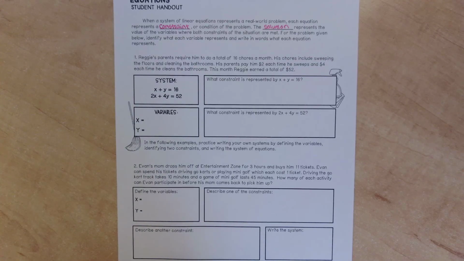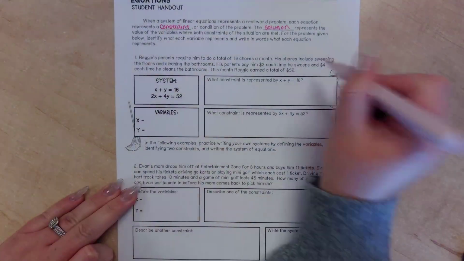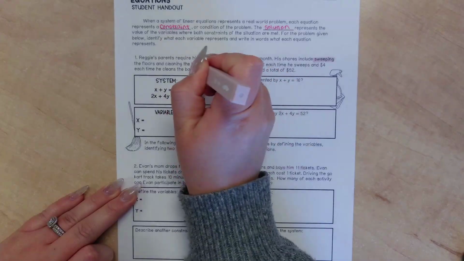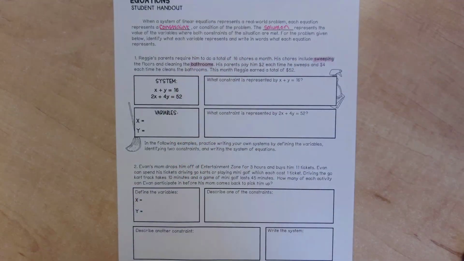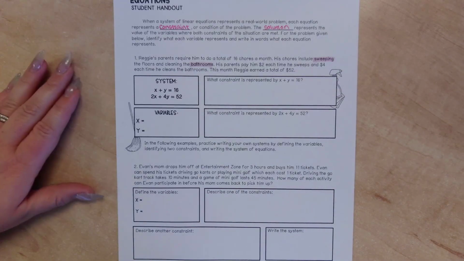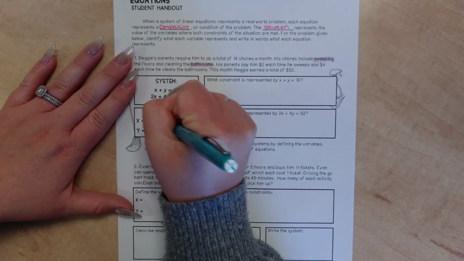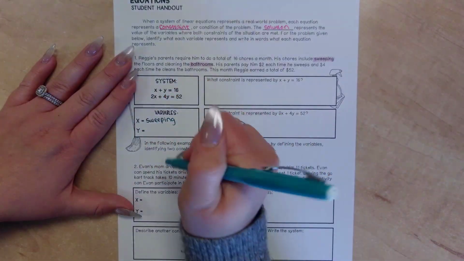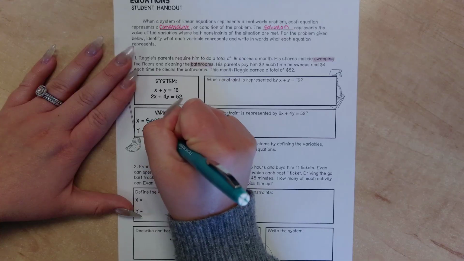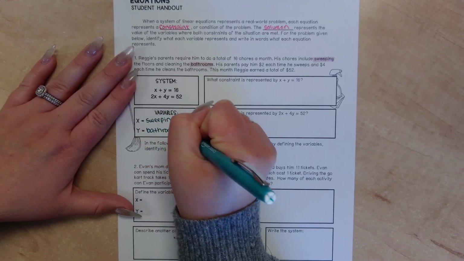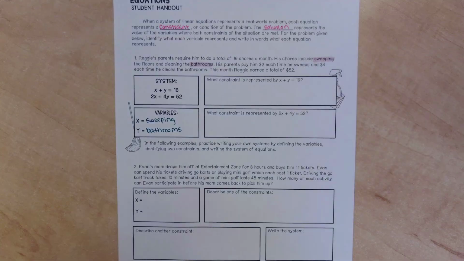X, if you look at the problem, says that his chores include sweeping the floors and cleaning the bathrooms. So because we're talking about chores, that is what I would identify my variables as being. That X is the sweeping and Y is the bathrooms. Perfect. Now with that, because I have an understanding of what x and y both mean now, I might be able to answer this question.